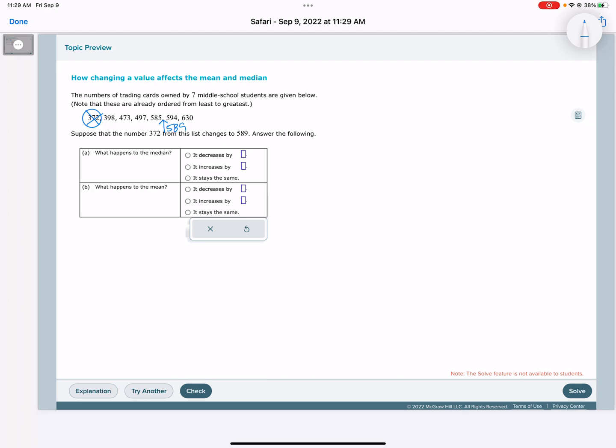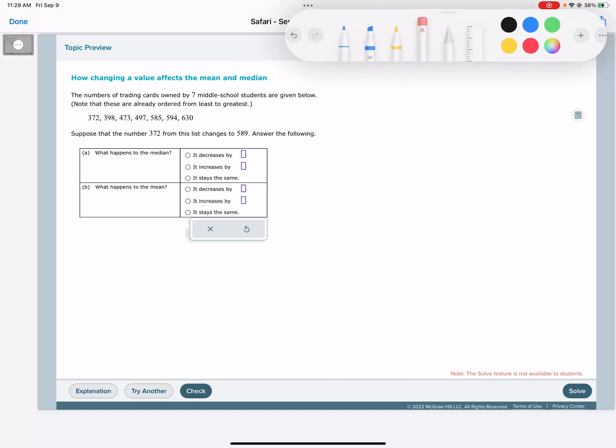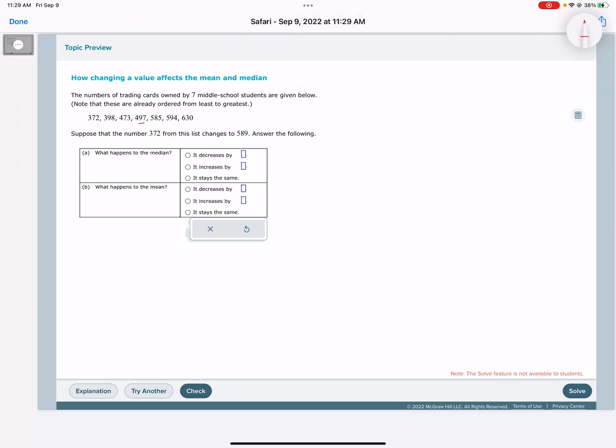Well, let's calculate what the median was before. Let me just erase this real quick and find the median first. Okay, so the median, remember, is my middle number, and I have 7 pieces of data, so this one is the one that's smack dab in the middle.